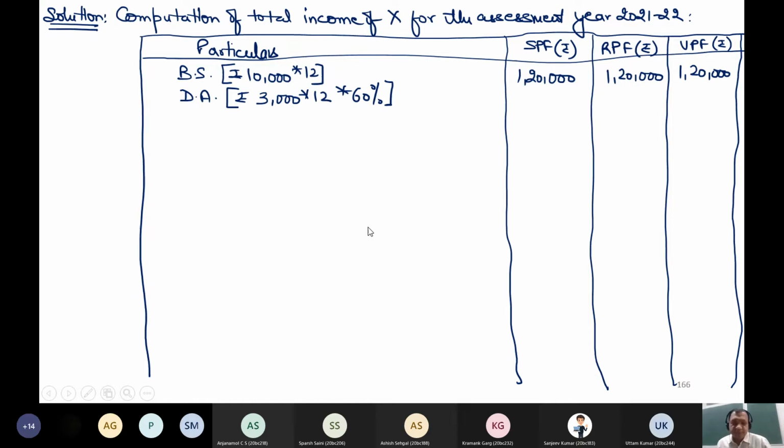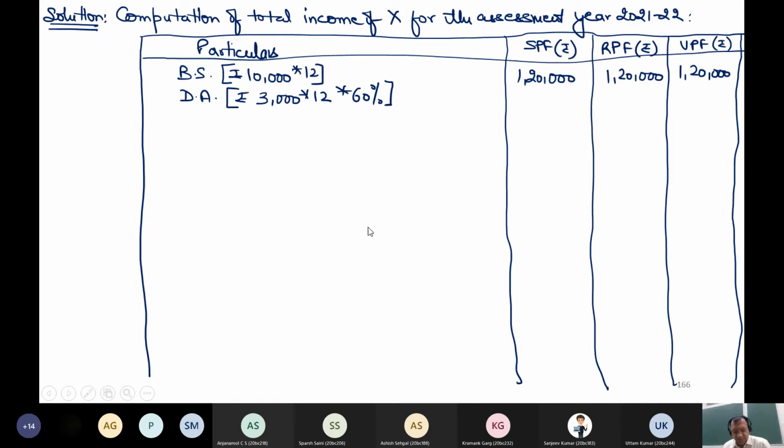Hurry up, think and tell. Is this DA 3000 into 12 into 60% correct or not? Raise your hand if anyone knows or is willing to tell whether it is correct, or if I should make some change here. You should think and try to see whether this 3000 into 12 into 60% is correct or not. Right now I am computing total income.